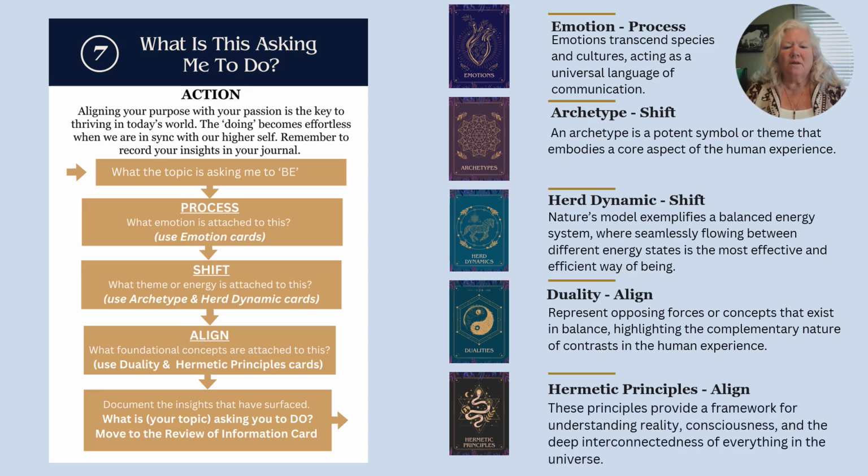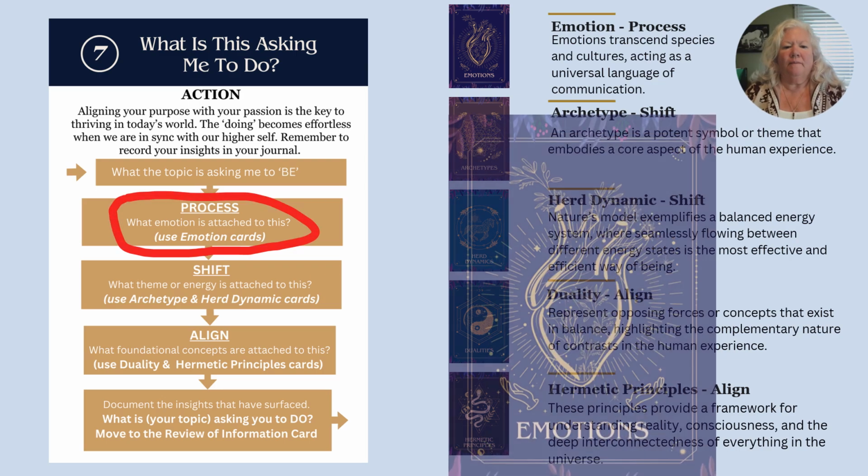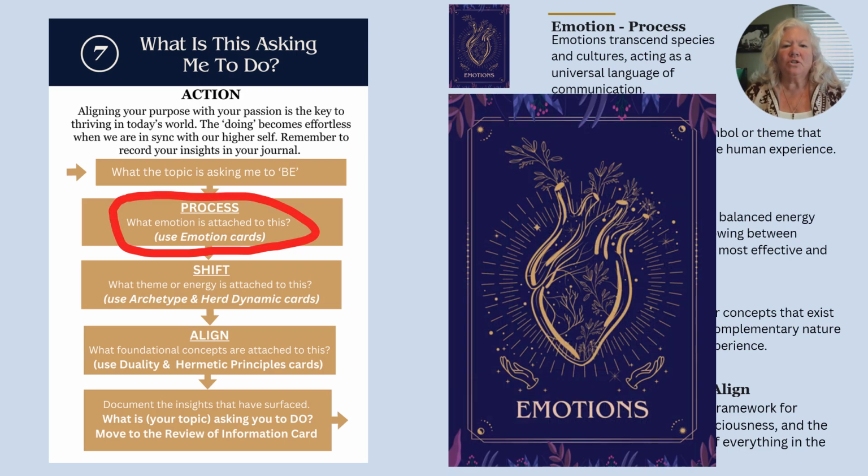And next are the Hermetic principles. This is kind of the culmination of aligning all of these concepts together. The principles provide a framework for understanding reality, consciousness, and the deep interconnectedness of everything in the universe. So we begin with process, and this is using the emotion cards.